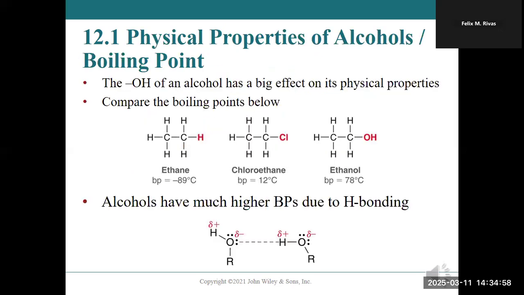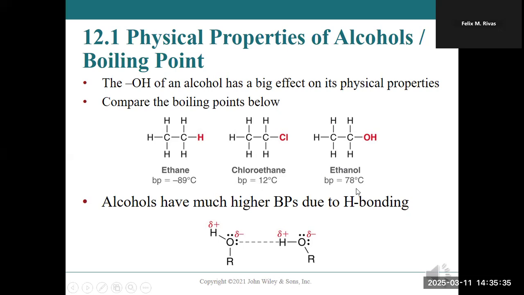What is key about the alcohols is that they possess a relatively high boiling point for the amount of carbons they have. In this example, we have ethane, which is a gas, and it boils at minus 89. The boiling point for chloroethane is 12. And then when we get to ethanol, which maintains the same number of carbons and about the same molecular weight, notice the drastic contrast, 78 degrees versus 12 degrees, right? So at room temperature, chloroethane is a gas, while ethanol is not.